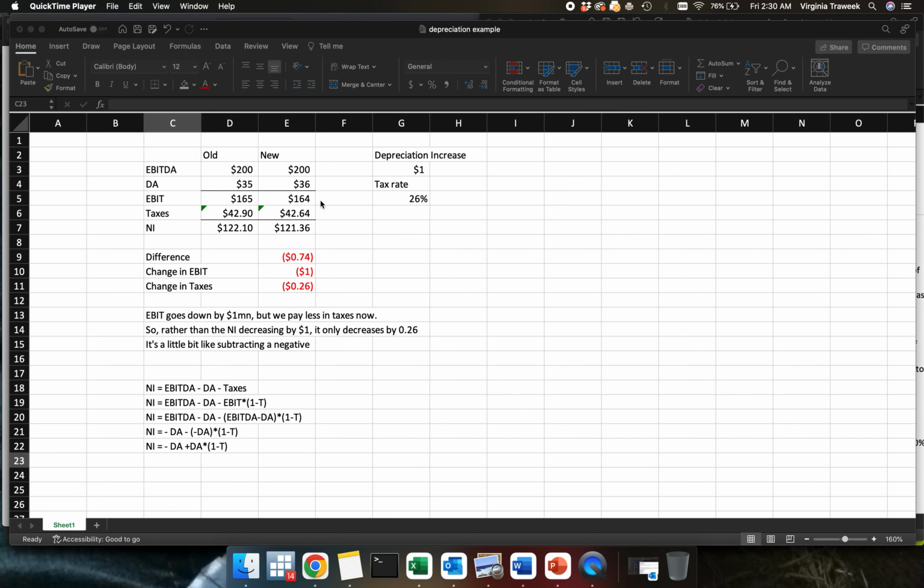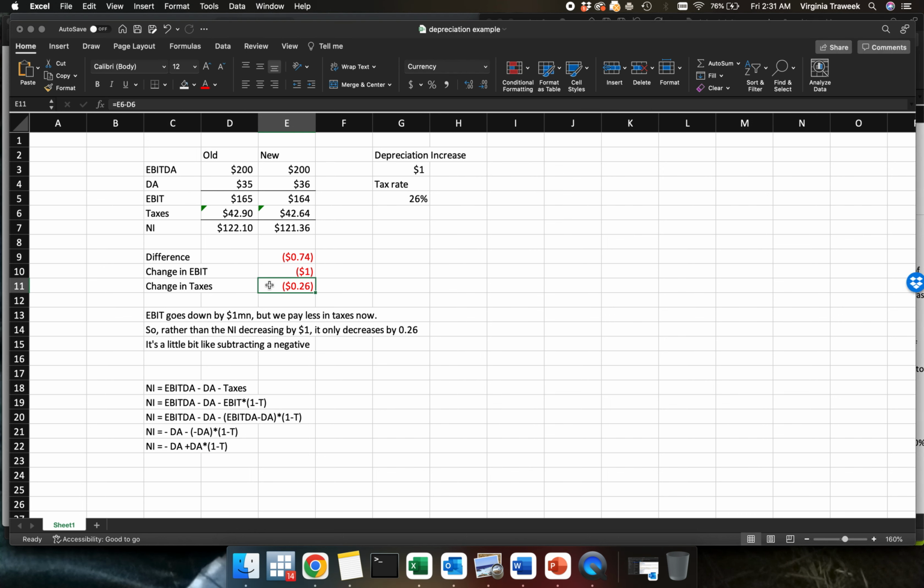Well, EBIT clearly goes down by $1 million in the new regime, and taxes also go down, by an amount that is less than $1 million. And that is because we have a lower base on which to pay taxes. So EBIT goes down by $1 million, but we pay less in taxes now. So rather than net income decreasing by the full $1 million, it only decreases by the 0.74. It should say 0.74 here.